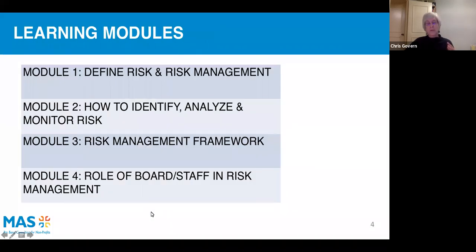So we're going to do this in modules. We're going to spend most of our time on modules 2 and 3. We're going to spend some time defining risk and risk management, and then really the process of risk management and how to pull it all together. And then lastly, we'll talk a bit about what's the role of the board and what's the role of the staff when it comes to risk management.